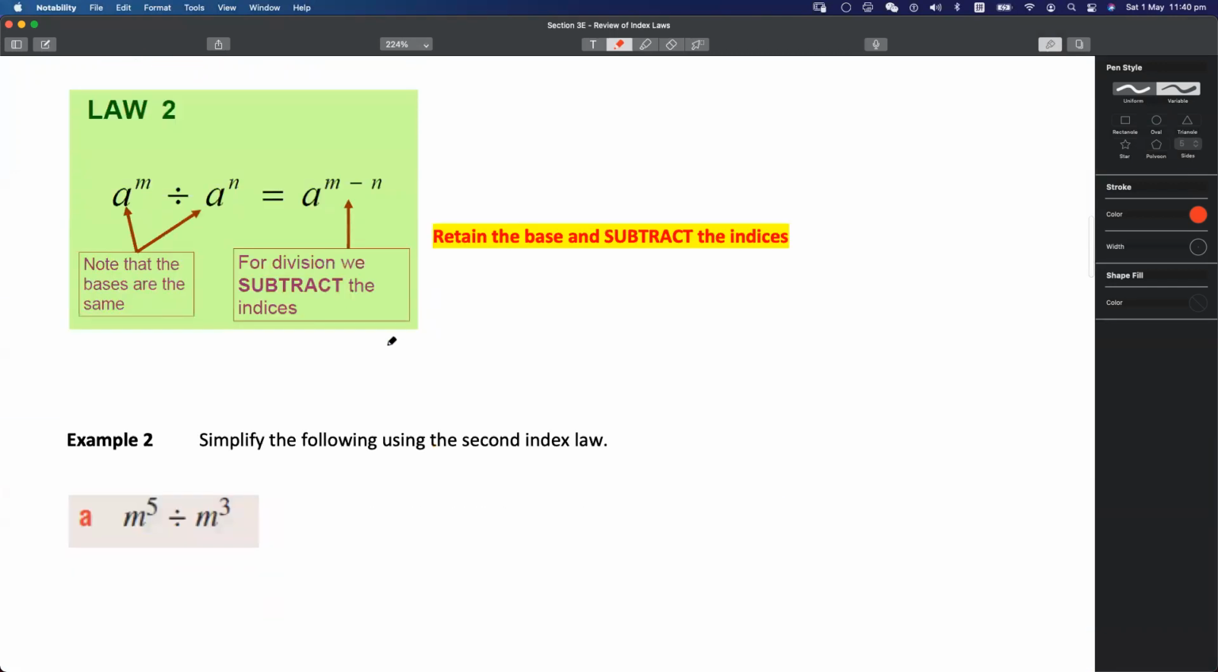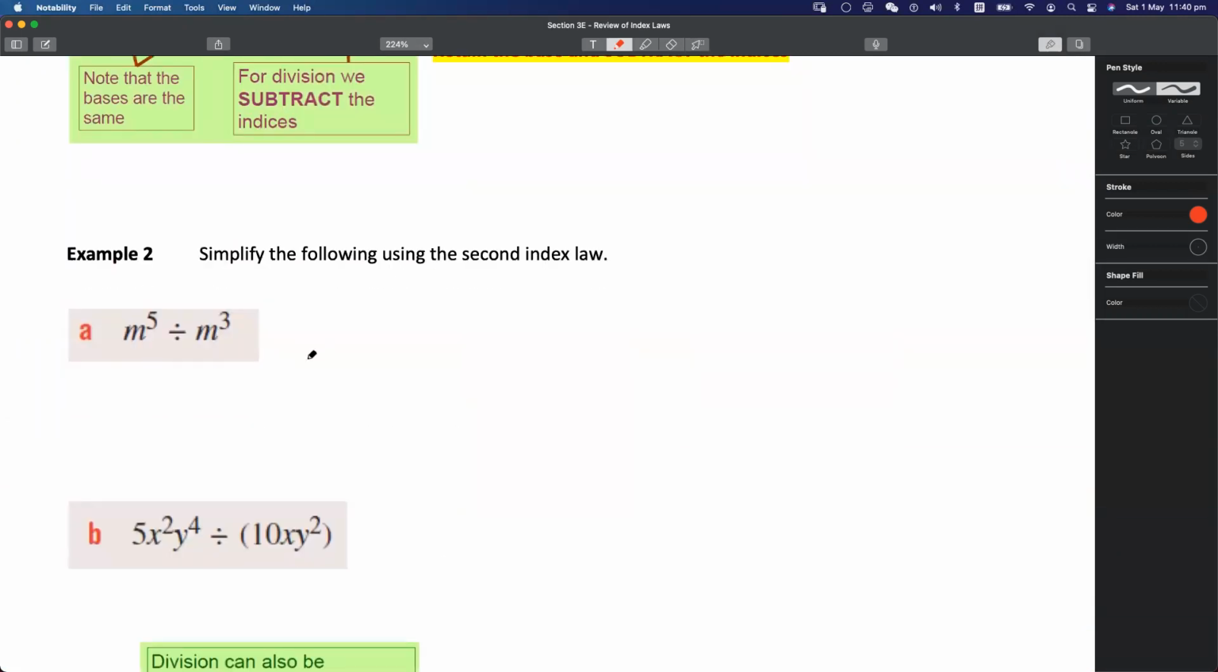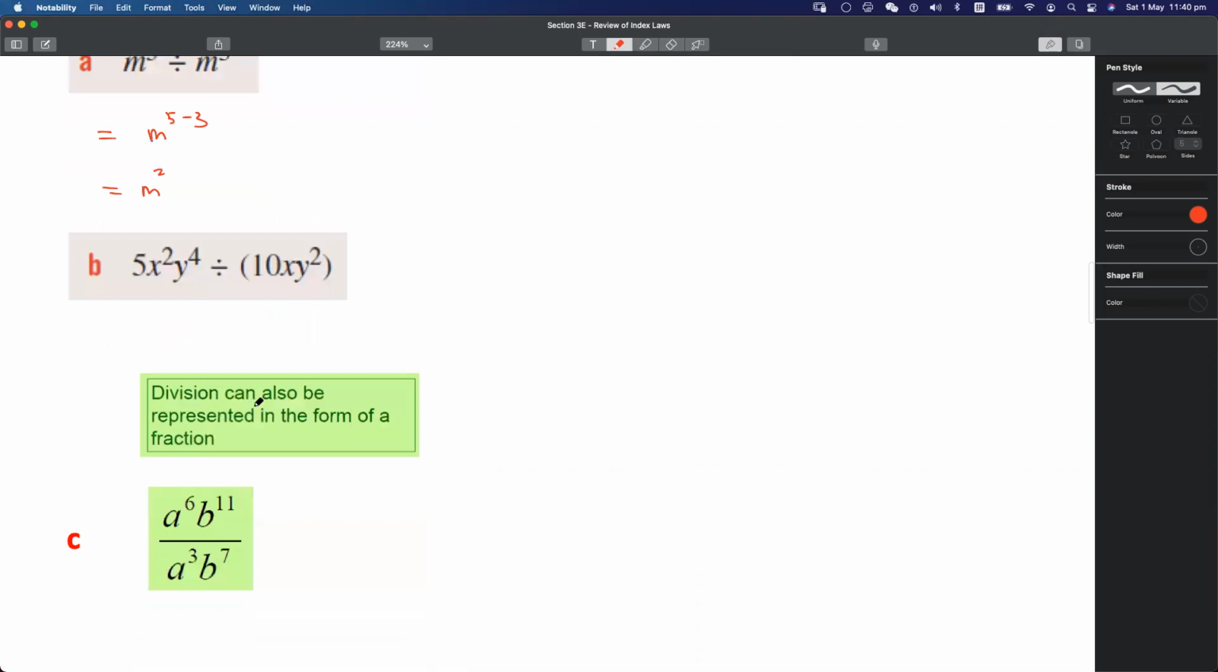All right. Next law, law 2. Again, the same base, but if that's a division, we subtract the indices. So retain the base and subtract the indices. Example 2. Simplify the following using the second index law. So m to the power of 5 divided by m cubed would just be 5 take away 3. So m to the power of 2, m squared.